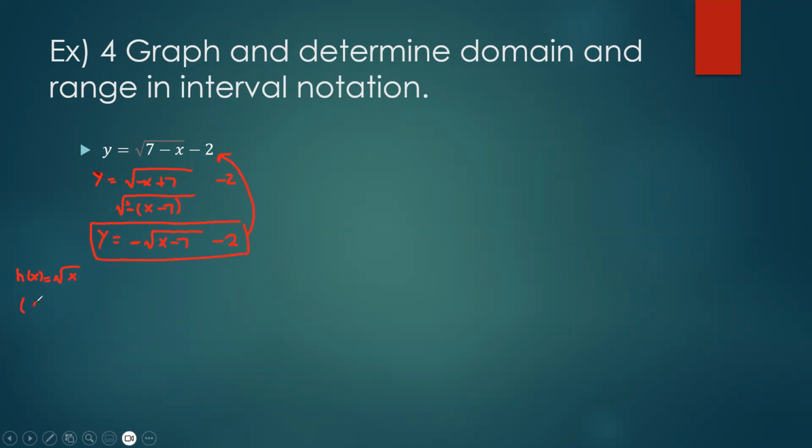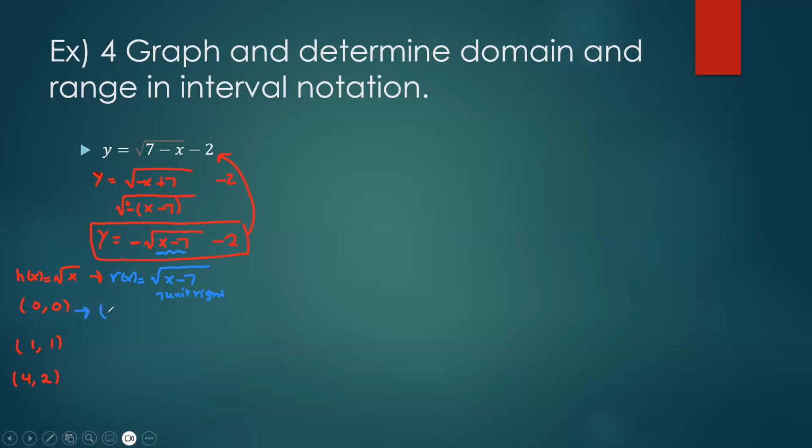It has (0, 0), (1, 1), and (4, 2). And then let's just do each add-on. Let's call it r of x equals square root of x minus 7. What does x minus 7 mean? It means you have a horizontal shift of 7 units to the right. Basically you're adding 7 to the x value.